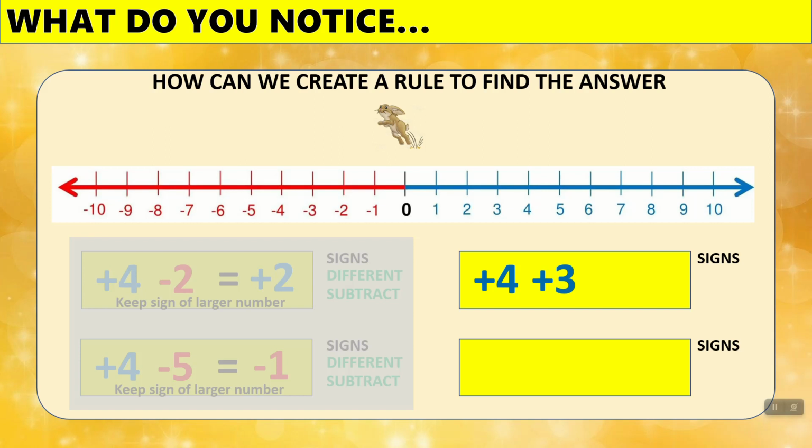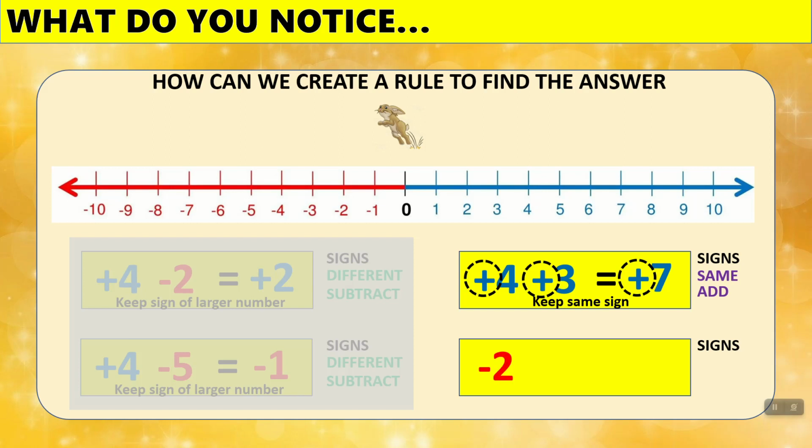Plus 4 plus 3. Our answer was plus 7. Look at these two signs. They're both positive, and the answer was also positive. And so therefore, when the signs are the same, we can clearly see that 4 plus 3 is 7. We need to add the numbers together, and we will keep the same sign.